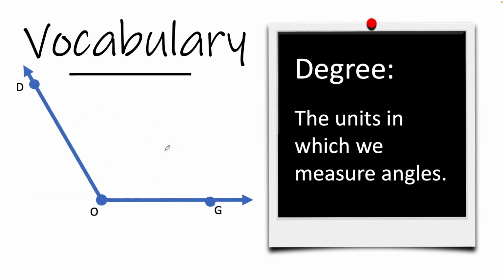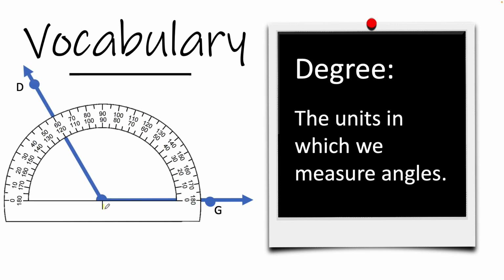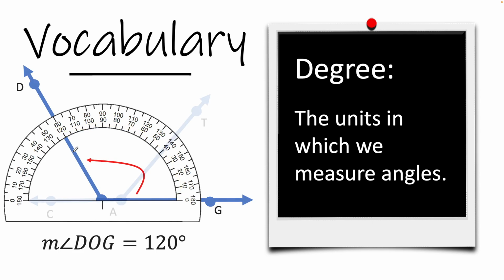Let's try another one. Here's our protractor. Again, see we have the vertex lined up right in the middle, and we start at 0, and then, oh my, this one we're going up, over, keep going, and we land at 120. All right, so this is 120 degrees, the measure of angle DOG. The measure of that angle is 120.